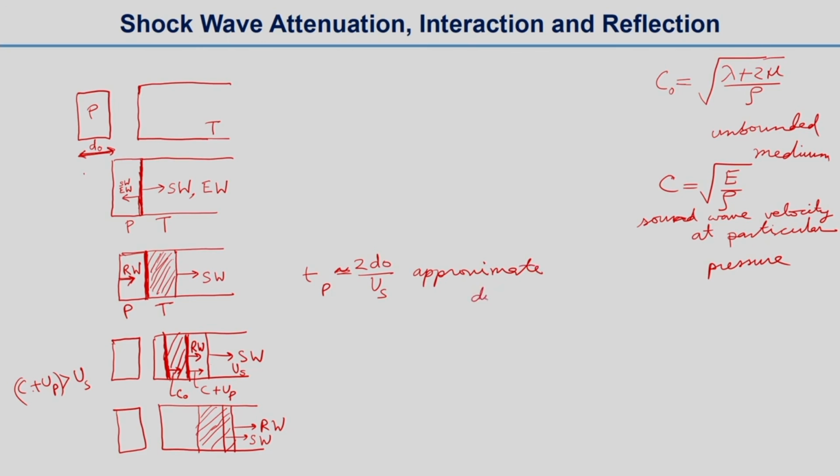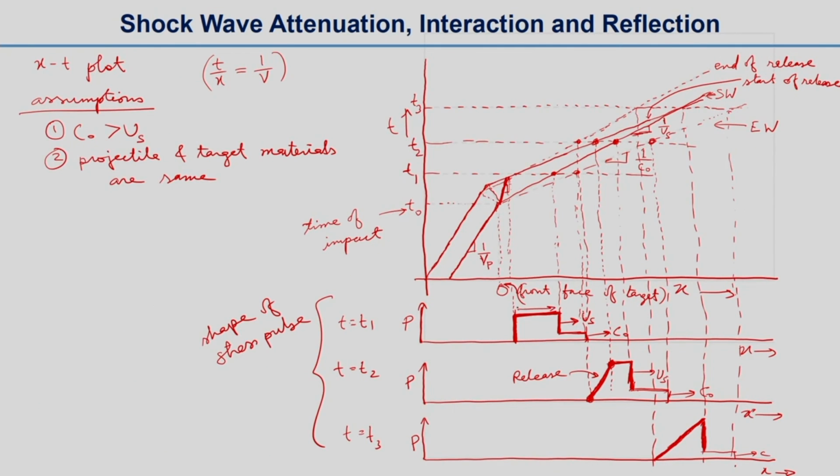So, this is the approximate duration of the shock pulse. That is the time required for the wave to travel from the impact plane, the impact interface, to the back surface of the projectile and come back from the back surface to the impact plane again. So, the distance will be almost twice d naught, and that is the duration of the shock pulse.